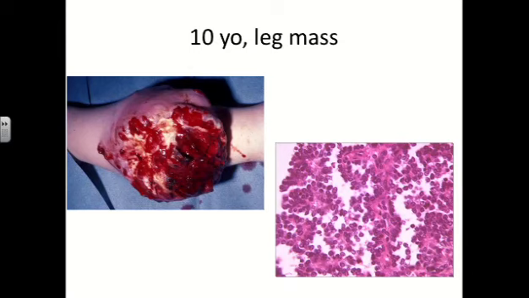Next team. So I think we can all see what's wrong clinically. You do the path. What do you think this patient has?